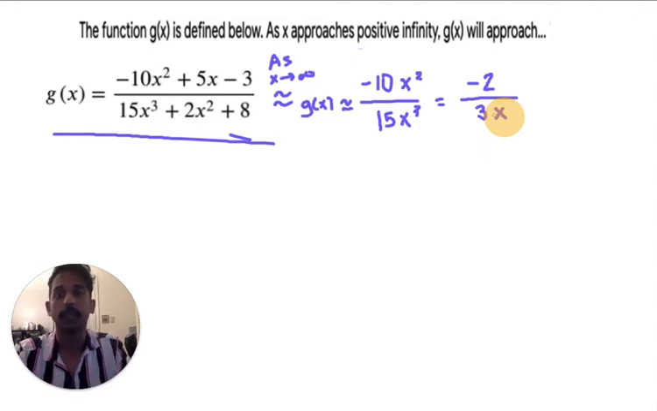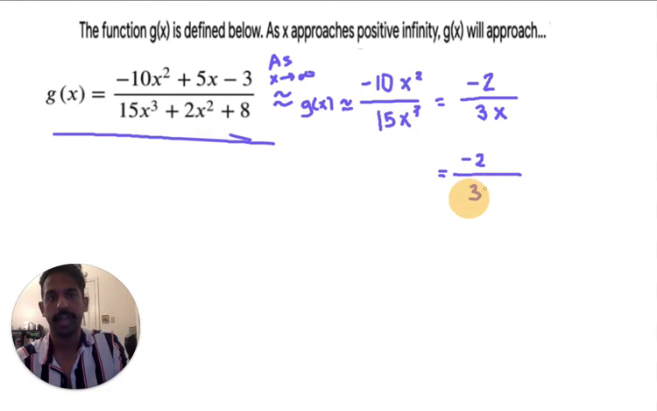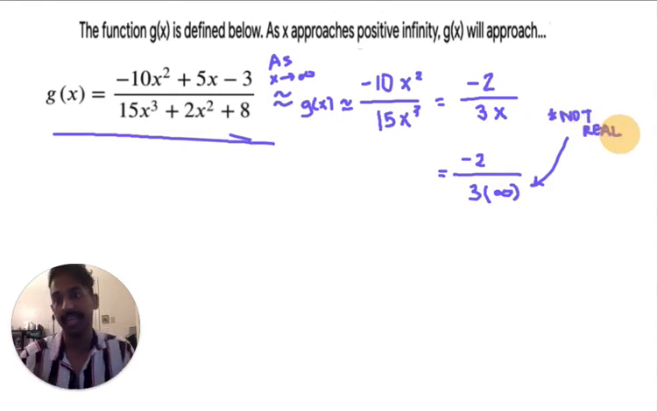Now, this is where we plug in infinity. We think about what's going to happen if infinity is there. Now, negative 2 over 3 times infinity. Here, we're not actually plugging in infinity. I'm going to put a little star here. Not real, what we're doing. We're just thinking about what would happen if we went to infinity. Well, we're putting a really, really big number in the denominator.